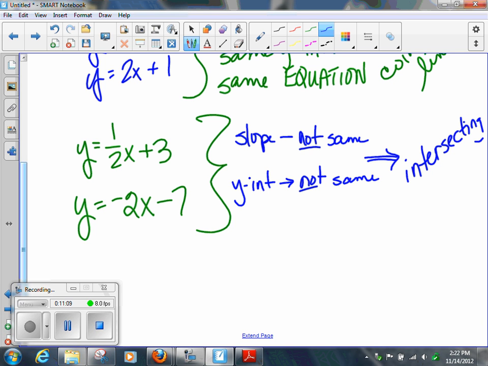Corey. What if the b's were the same? Then that means they're just crossing on the y-axis. Doesn't mean anything. That's a very good question. It means they could look like this right here, Corey. They're still intersecting, but they just happen to be intersecting on the y-axis.